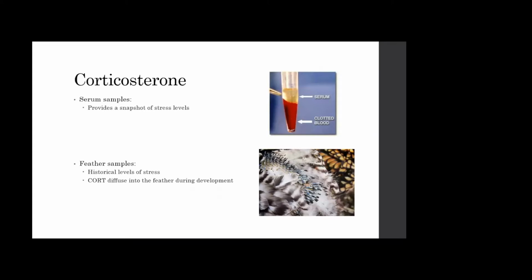Corticosterone can be analyzed from both serum and feather samples. Serum samples provide a snapshot of corticosterone levels at that specific moment in time, while feather samples provide historical levels of stress, as corticosterone is diffused into the feather during development, which occurs over the course of a few days to a few weeks.